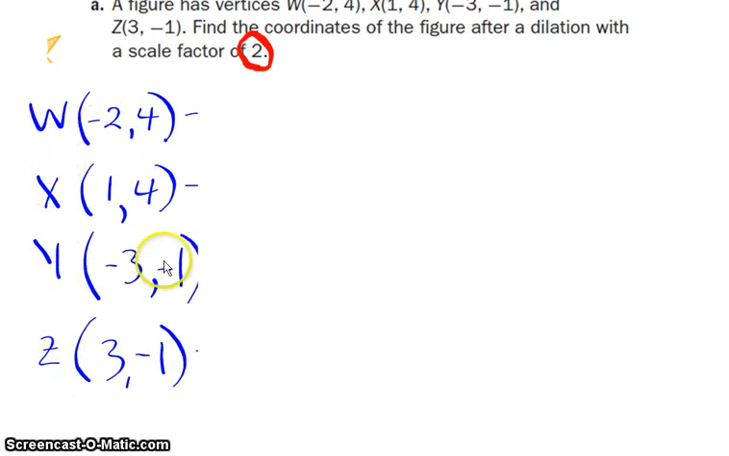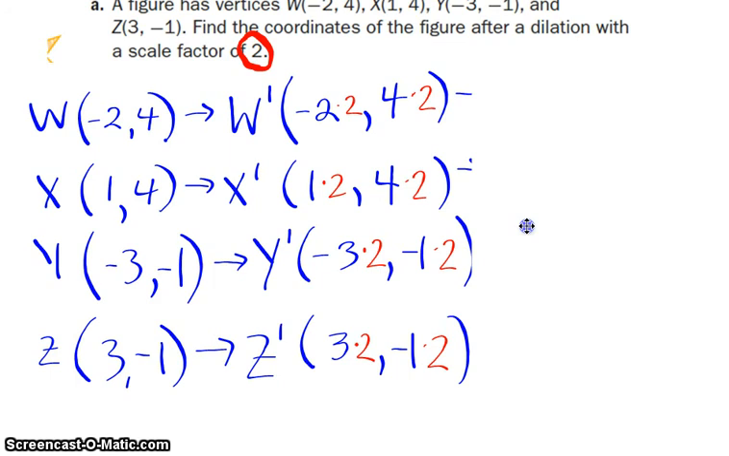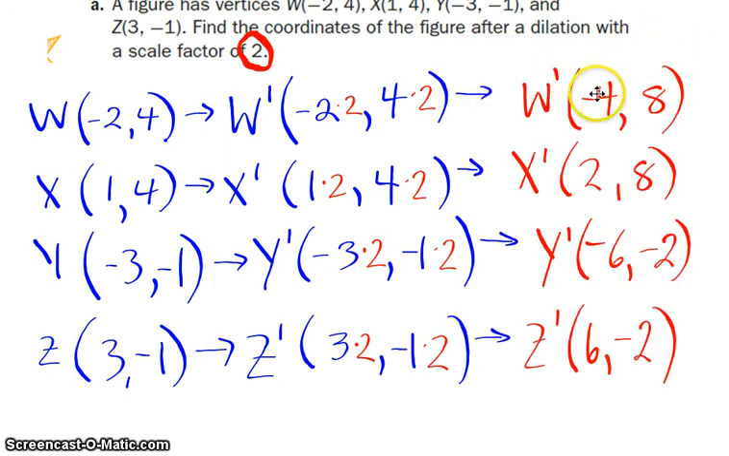W, X, Y, and Z. To get our new figure after our dilation, we have to take each one of these points and multiply it by 2. So I took my x values and multiplied them by 2. I took my y values and multiplied them by 2. So therefore your new points should be W prime is negative 4 and 8, X prime is 2 and 8, Y prime is negative 6, negative 2, and Z prime is 6 and negative 2. Okay. Again, I just took each one of my coordinates and multiplied it by 2.